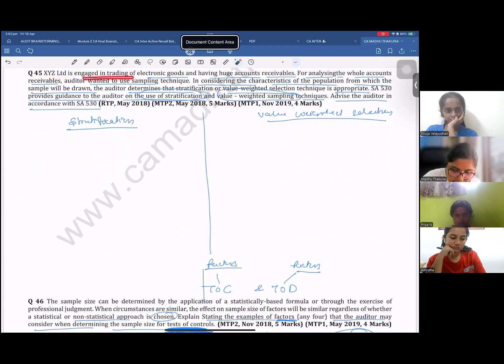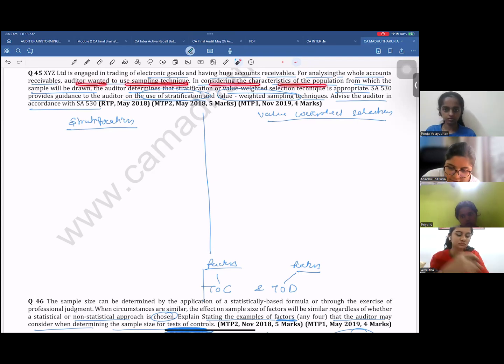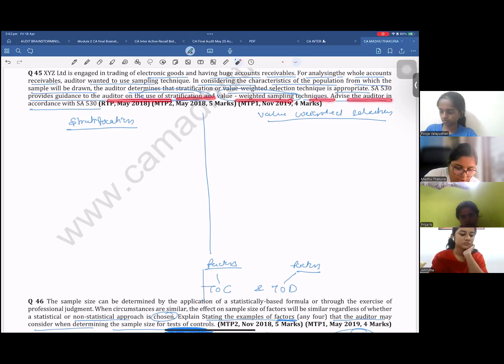HYX is engaged in trading of electronic goods, having huge accounts receivable. For analyzing the whole accounts receivable, the auditor wants to use a sampling technique, considering the characteristic of the population from which the sample will be drawn. The auditor determines the stratification or value weighted sampling technique is appropriate. SA 530 provides guidance to the auditors on the use of stratification and the value weighted technique. Advise the auditor in accordance with 530. How do you do the stratification and value weighted?